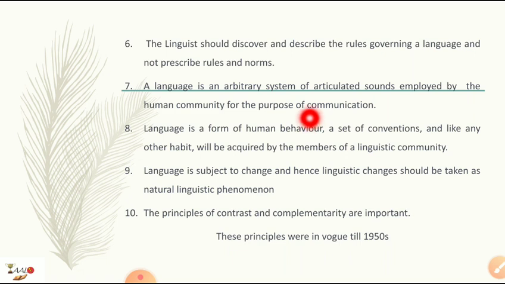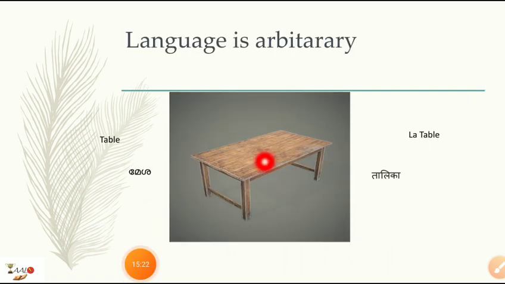I'll elucidate it with the help of an example. See, this is a table, isn't it? So in English it is called table. In Malayalam it is called mesha. In French it's called la table. And in Hindi it is called talika. So the same thing has got different names in different languages.